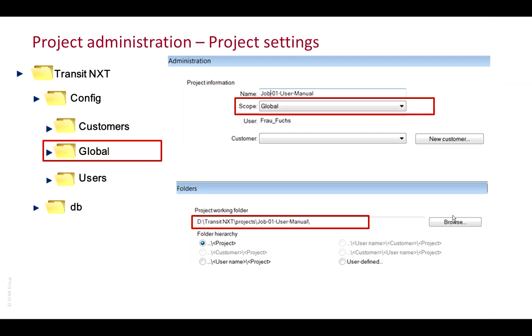You can choose from different folder hierarchies. We have here what Transit is suggesting you. And you see, here is project. This folder corresponds to this folder in the directory structure. So we have Transit Next, project, the project name, and this will be a folder. And in this folder, Transit will store the language pairs.